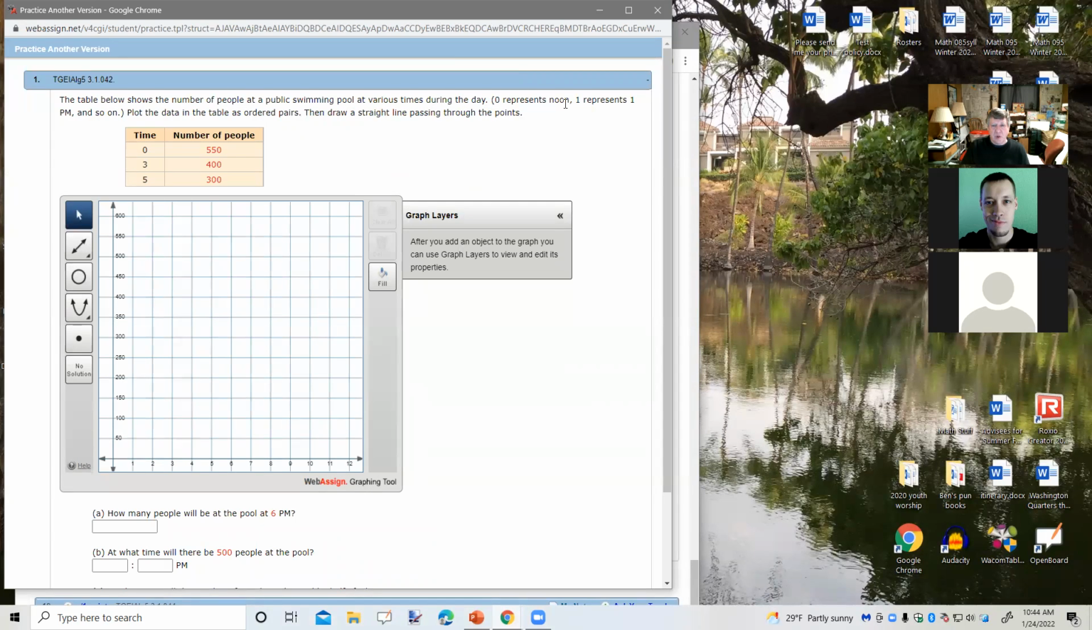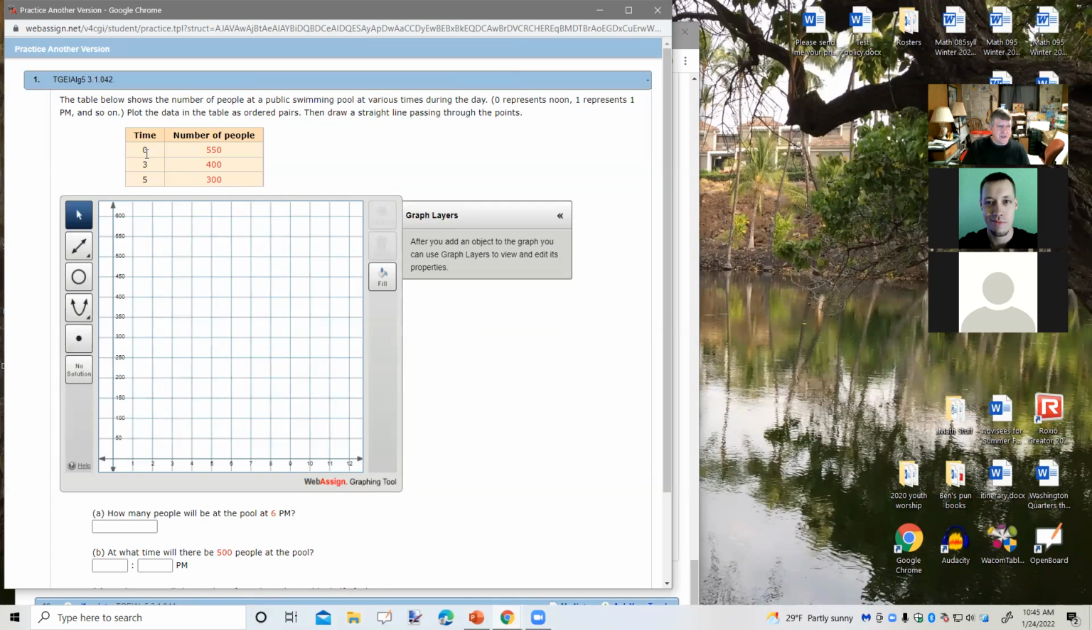0 represents noon, 1 represents 1 p.m., and so on. Plot the data in the table as ordered pairs, then draw a straight line passing through the points. All right, so what's going on here? Time is the first coordinate, and that's along the x-axis, the horizontal axis. The number of people present at the swimming pool is the vertical or y-axis.